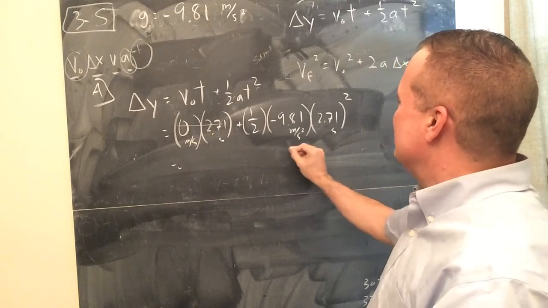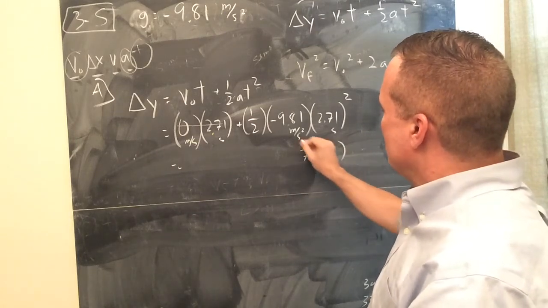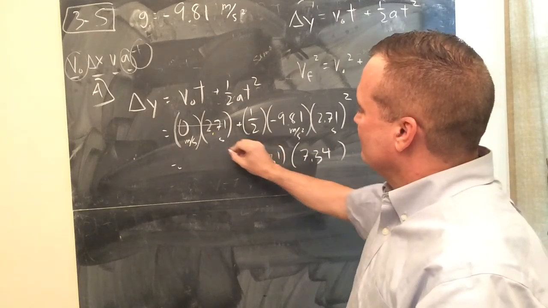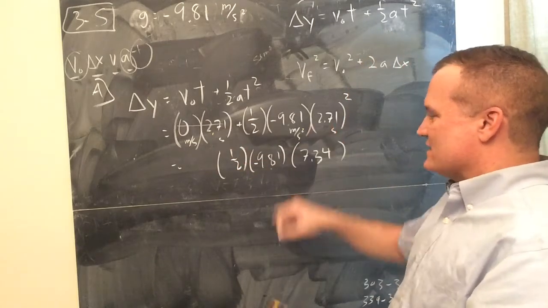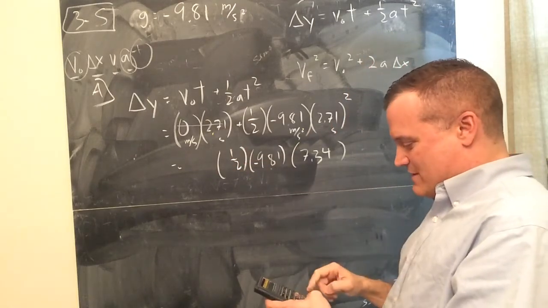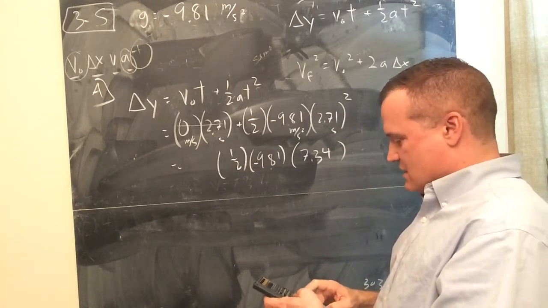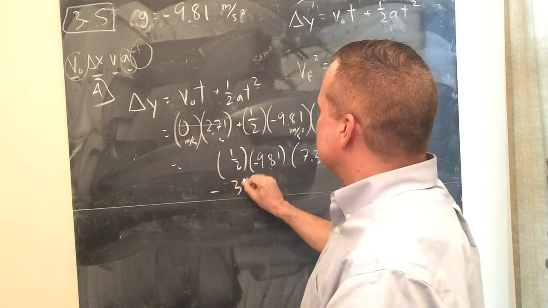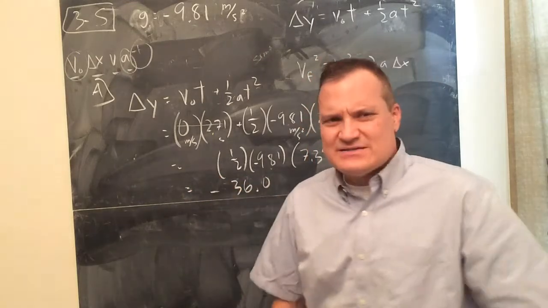Yeah, I guess I'll take an extra step. So that's going to be 7.34 times 9.81 times 1/2. Okay, now let's do it. So I forgot to square that. So let's do that. 9.81 times 7.34, divided by 2. Negative 36.0 is the answer. Now, let's think about that for a minute.